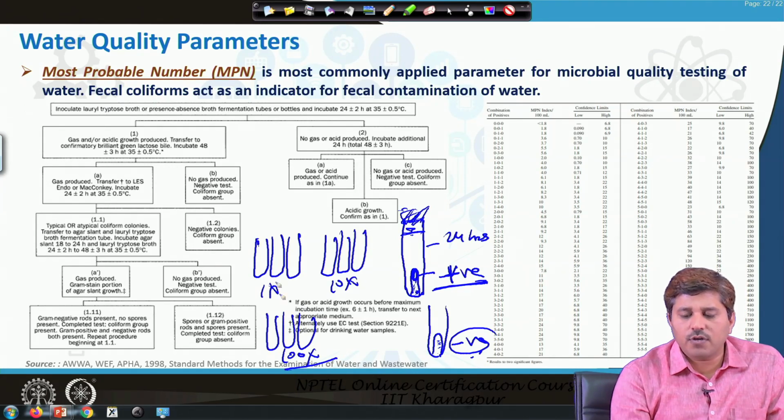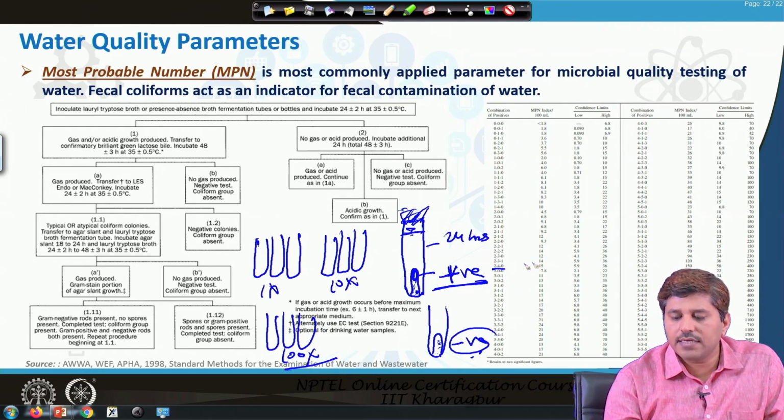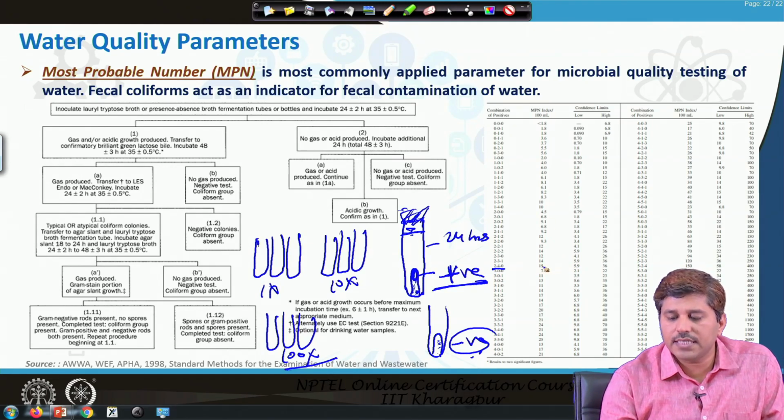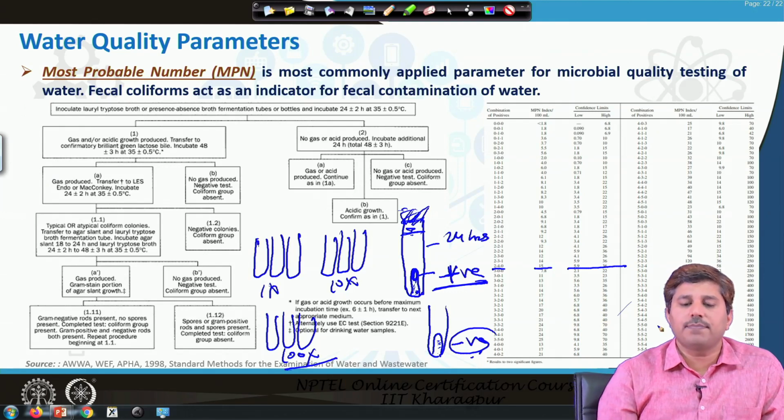So, we monitor the number of positives in these 3. Let us say we get 2 positive here, 4 positive here, no positive here, and correspondingly we can get the MPN number and its confidence limit. So, that is how basically we report MPN.